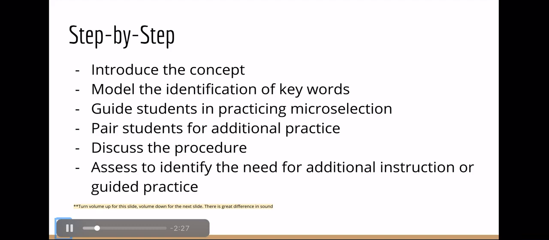The next step to microselection is to model the identification of key words. This means that a teacher would read a sentence from a reading selection provided to the classroom, and they would demonstrate how by remembering the key words, you can restate the sentence by keeping the meaning without saying it exactly as it was written. The third step to microselection is to guide students in practicing microselection.